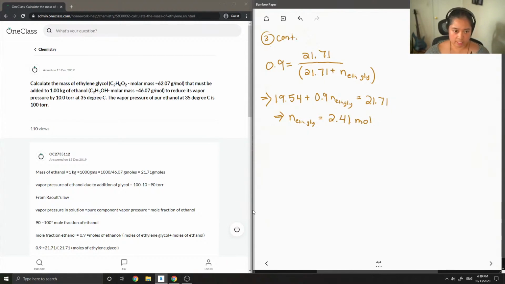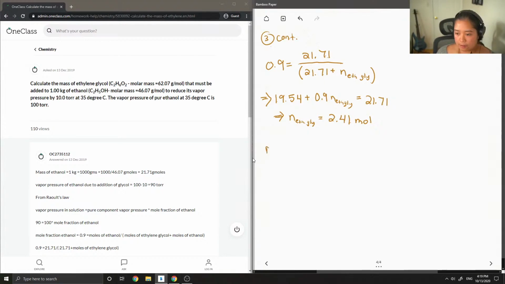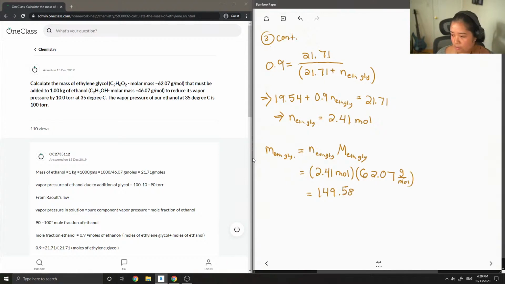Okay, so then finally the question is asking, calculate the mass of ethylene glycol that must be added. So now that we have the number of moles, we can calculate the mass of ethylene glycol. And all you need to do is multiply the number of moles by its molar mass. Let's plug those values in. So it'll be 2.41 moles times the molar mass, which is given in the question, 62.07 grams per mole. And then you end up with a mass of 149.58 grams.